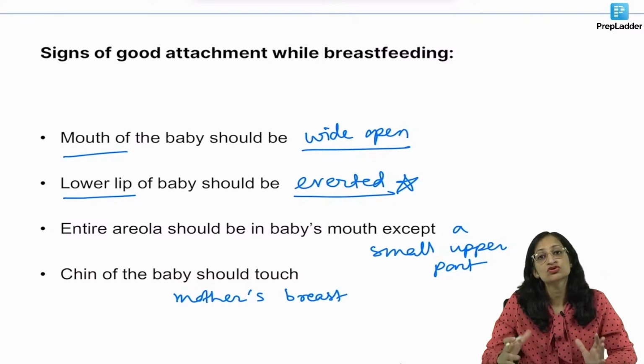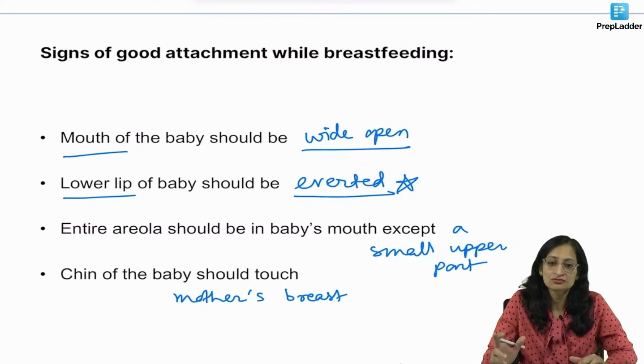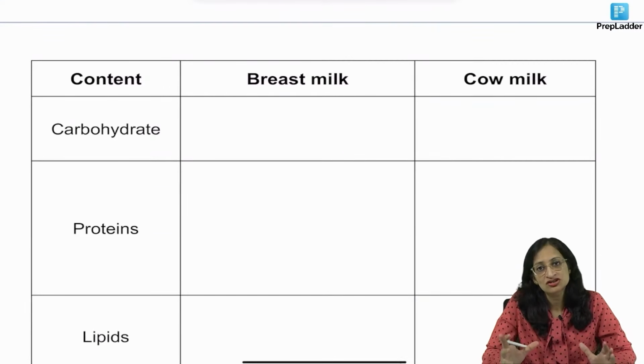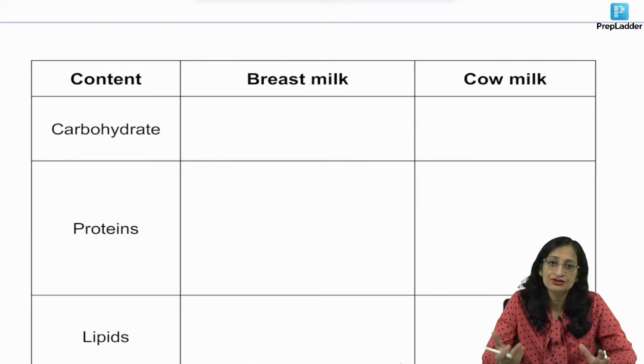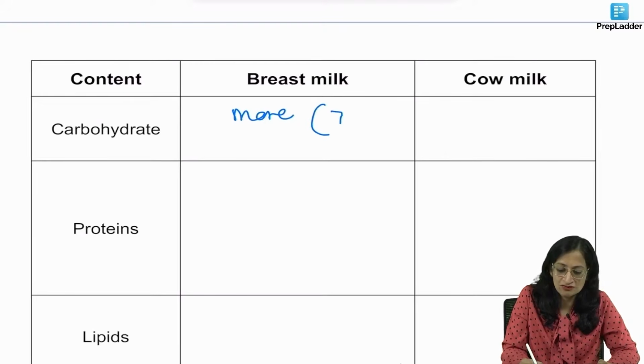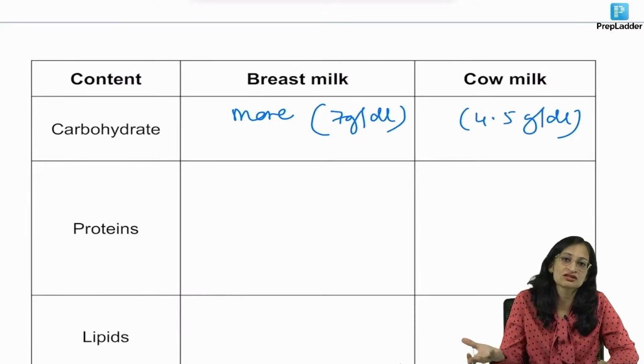Now, why are we so hell-bent on making breastfeeding work? Because the breast milk is perfectly suited for the baby. Breast milk's composition is such that it is perfectly suitable for the newborn baby. How? So, breast milk has got more carbohydrate as compared to the cow's milk, almost 7 gram per dl as compared to 4.5 gram per dl in cow's milk, right? So, more energy as carbohydrates.